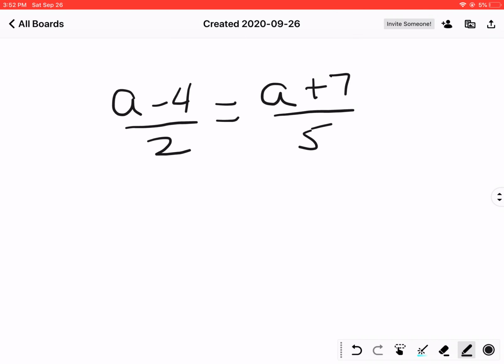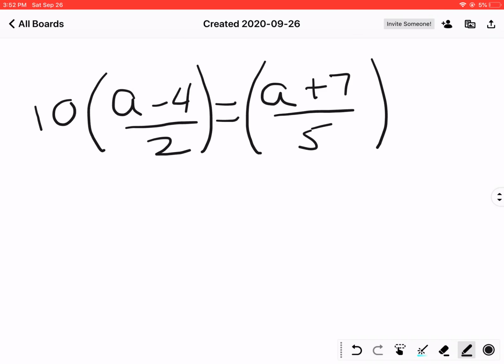Now this one, same idea, except we have a minus 4 all over 2. Now we don't have to put the brackets in there, but it's like there are brackets. So I'm going to take those out. So 2 and 5 are the denominators, so the common denominator would be 10. So 10 on both sides.